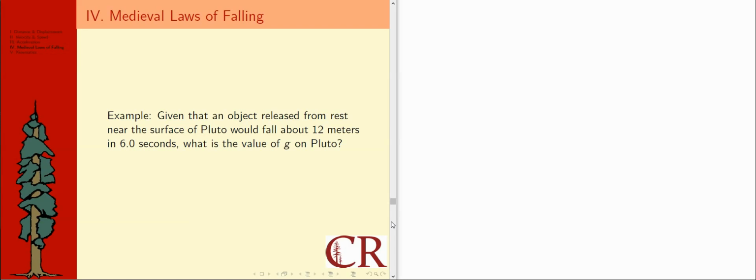Given that an object released from rest near the surface of Pluto would fall about 12 meters in 6 seconds, what is the value of g on Pluto? One thing this question addresses is that you can use Galileo's free fall formula, d equals 1/2 gt squared, for different planets other than Earth. But the important thing is the value of g would be different. In this case, the question we are asking is, given the information that's there, what is g equal to?